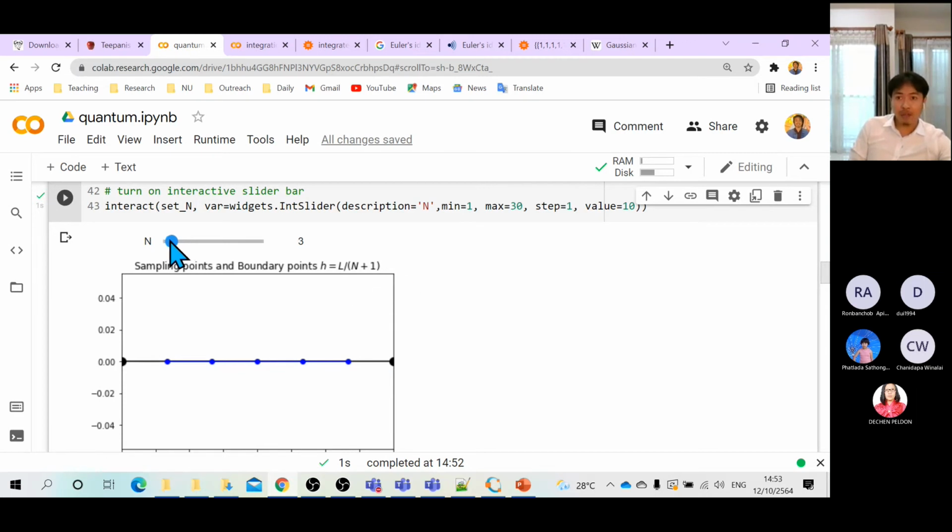Say we have 3 points. Then you have 1, 2, 3, 4 regions. L over n plus 1 regions.